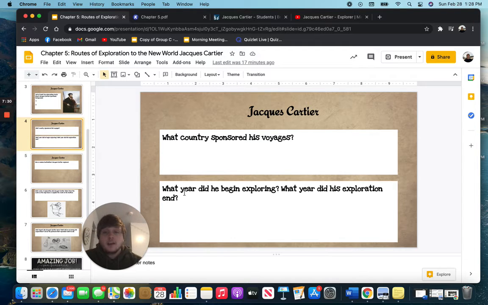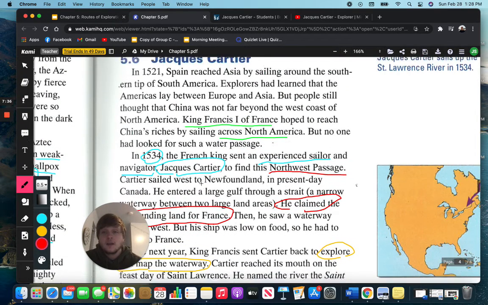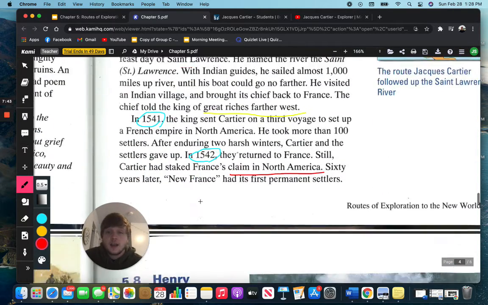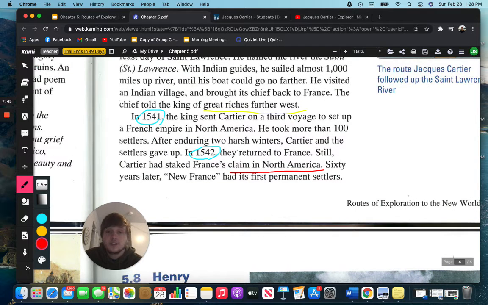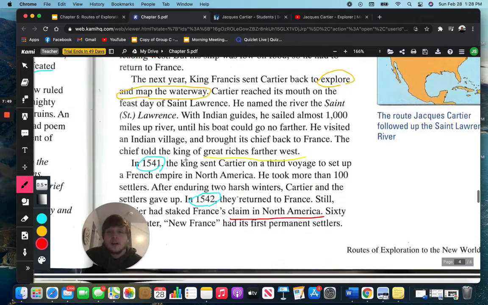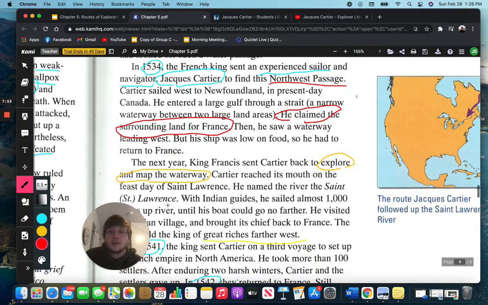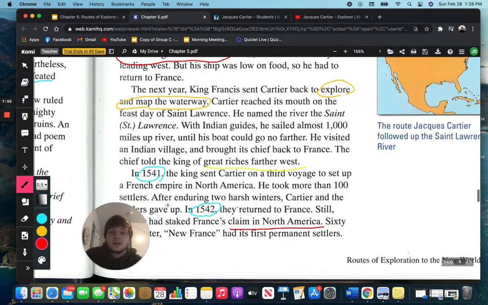Then, what year did he begin exploring, and what year did his exploration end? We saw that 1534 was the first year that the French king sent him on his voyage, and in 1542 they returned to France. And again, they went on different voyages. He sent him in 1541 on a different voyage. So that's the information that'll help us out.